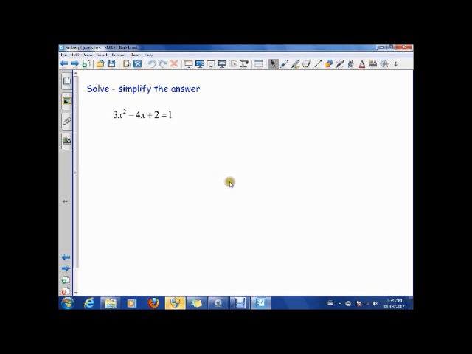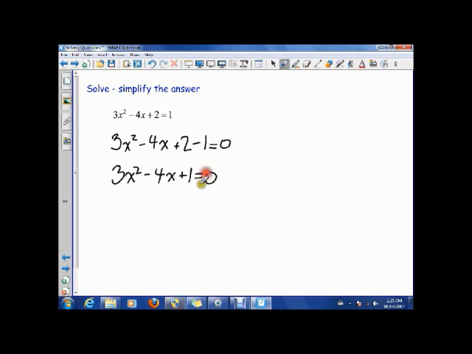First, we want to solve and simplify the answer to 3x squared minus 4x plus 1 plus 2 is equal to 1. Okay, so the first thing we want to do is remember we want to have a 0 over here. So we want to rewrite it so that it says 3x squared minus 4x, and now I want to subtract 1 from both sides because I want a 0 there, right? So I want plus 2 minus 1 is equal to 0. Okay, so I have 3x squared minus 4x plus 1 is equal to 0.